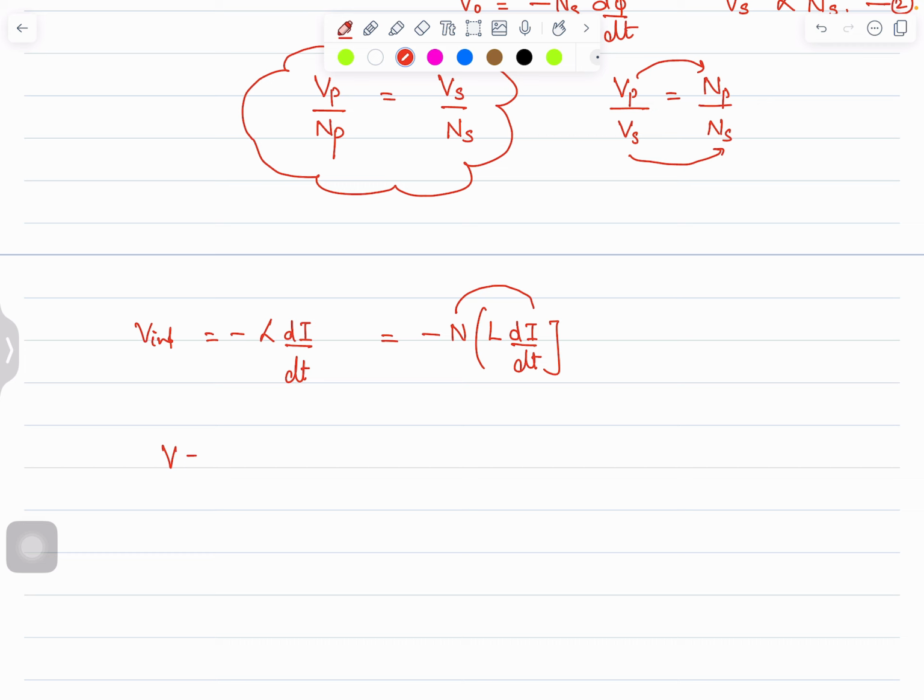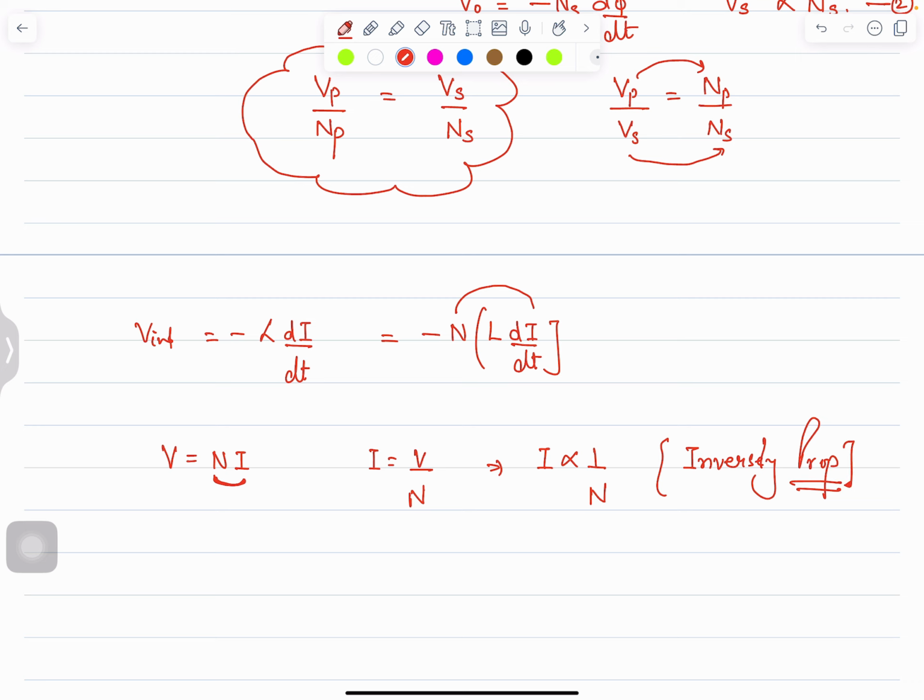So can I say V equals N I, for your understanding? If you make a relation between N and I, can I say I is equal to V over N? So can I say I is proportional to 1 over N? So they are inversely proportional. Yes or no? You understand this thing?